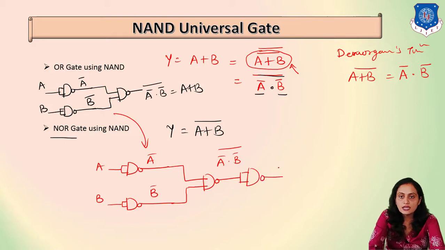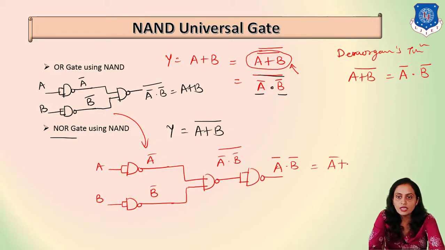using NAND, and it gives me A bar dot B bar whole bar, and that is nothing but A plus B whole bar. This is from De Morgan's theorem. So this is a circuit diagram for NOR gate using the NAND gate.